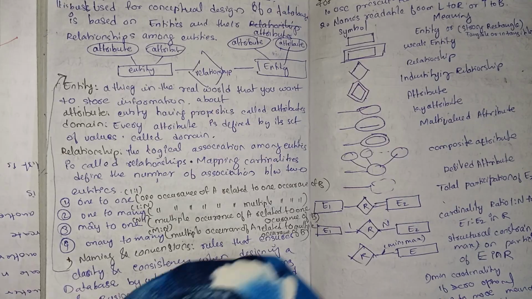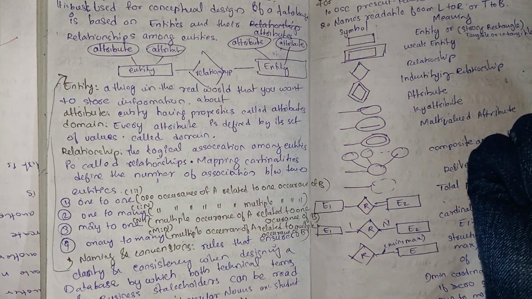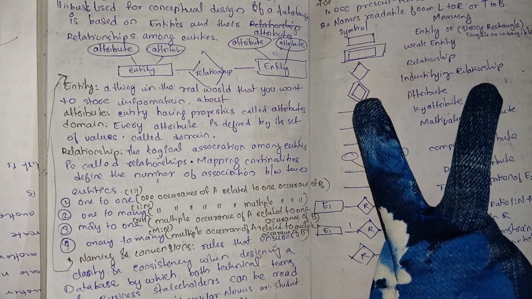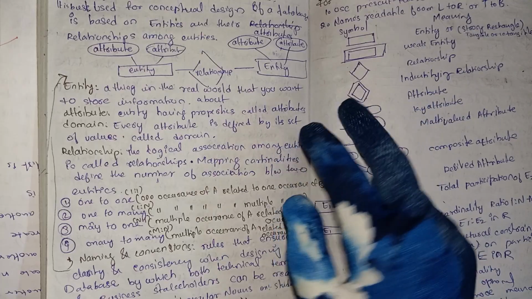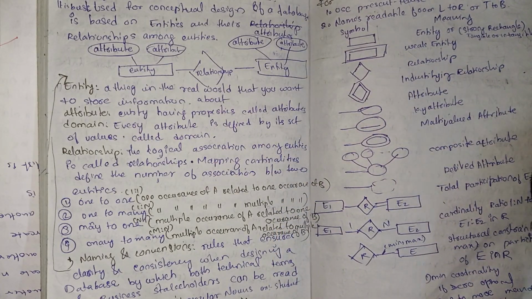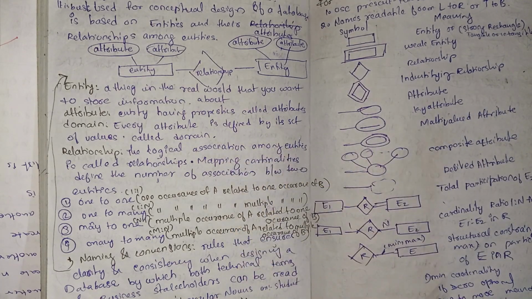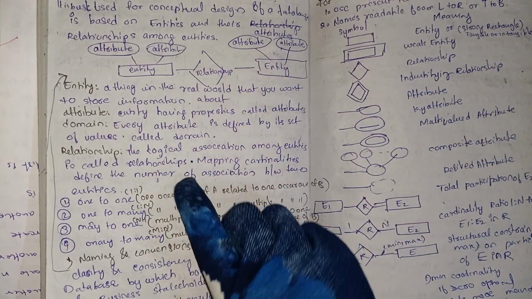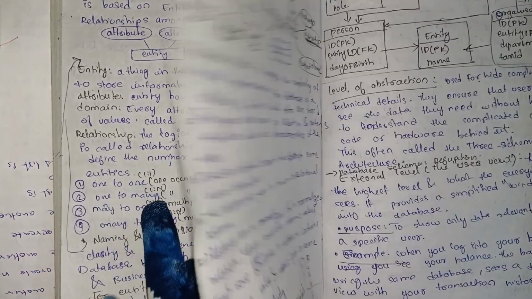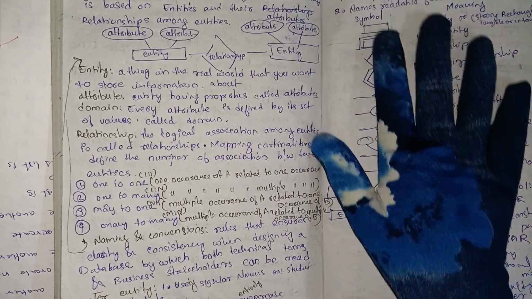Mapping cardinalities show how the values are related to each other in both tables. That means how the first table's values are related to the second table, and how the second table's values are related to the first table, and how many times they are related to each other. So that is called mapping cardinalities. There are one to one, one to many, many to one, and many to many. Four types of cardinalities are there.